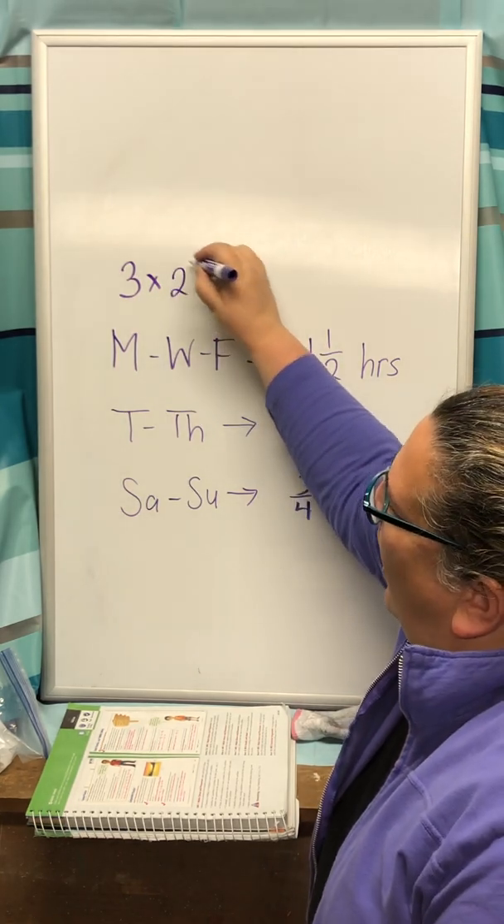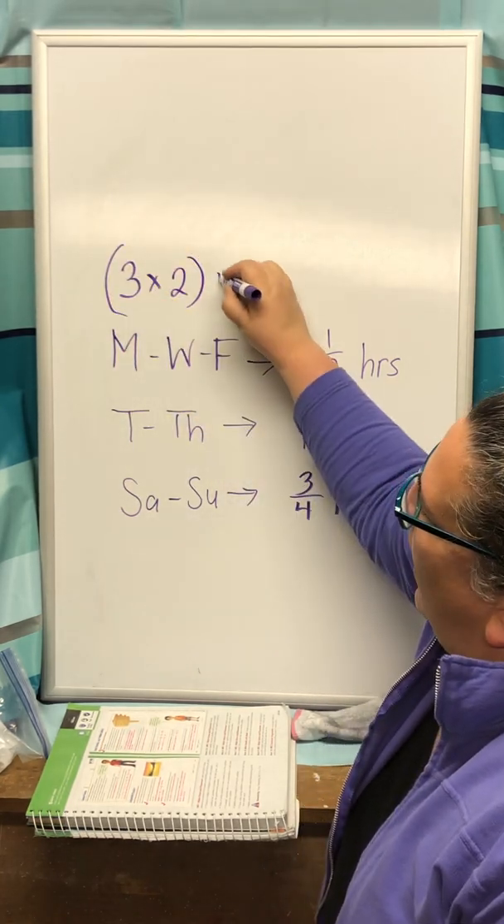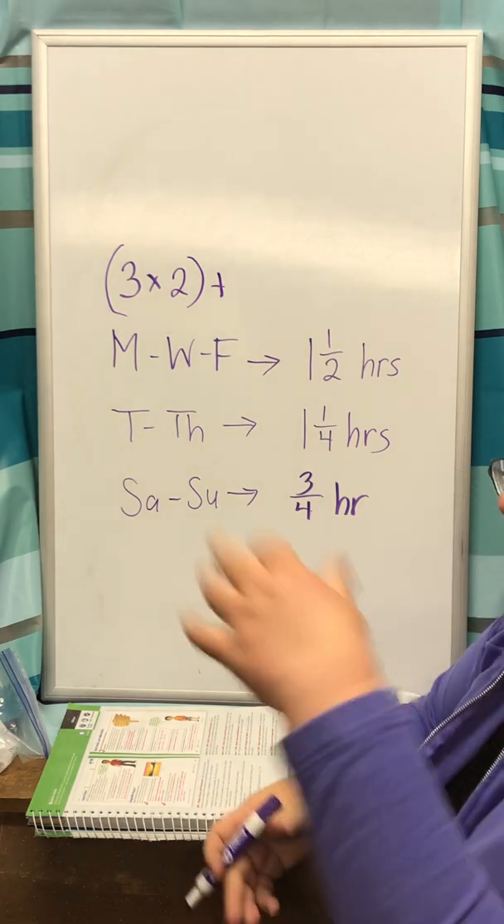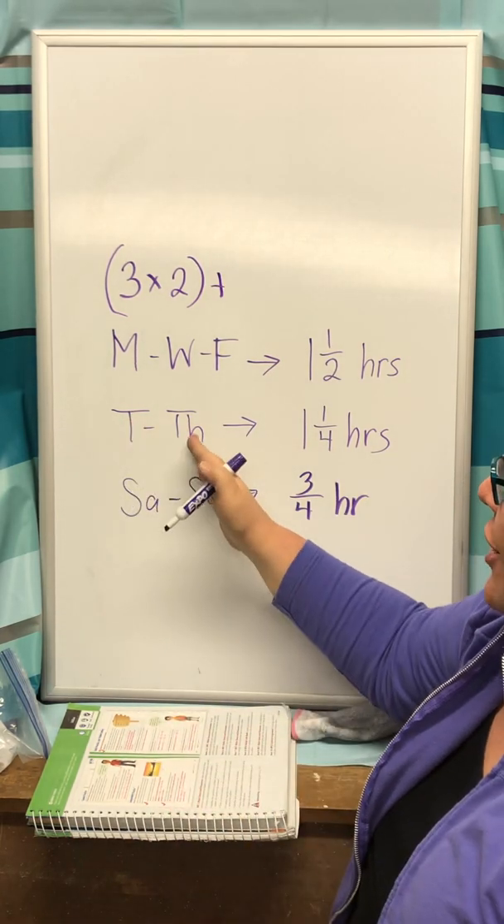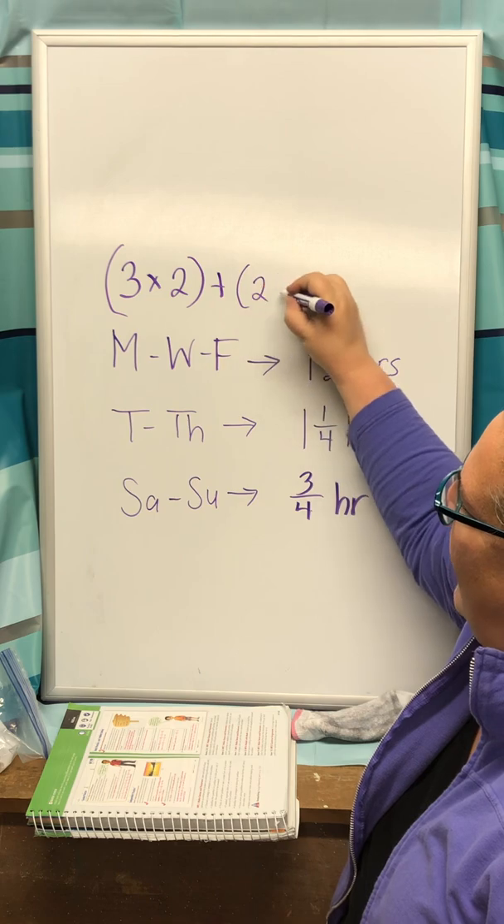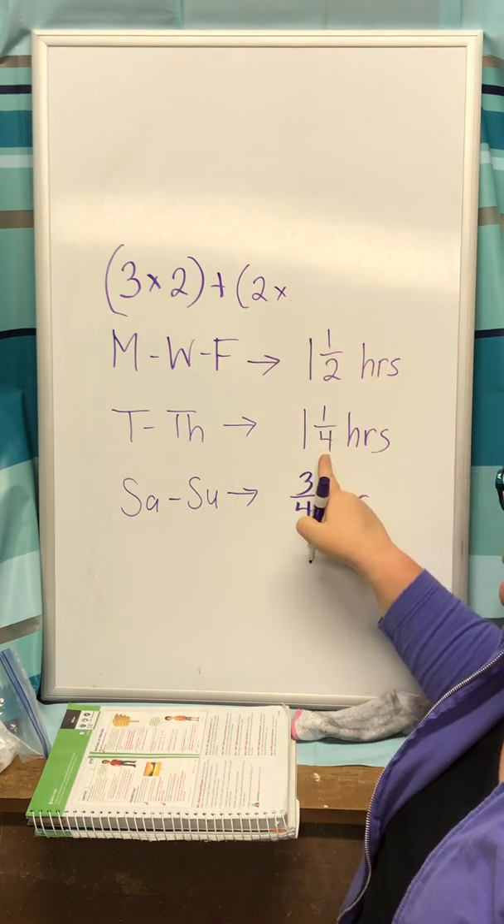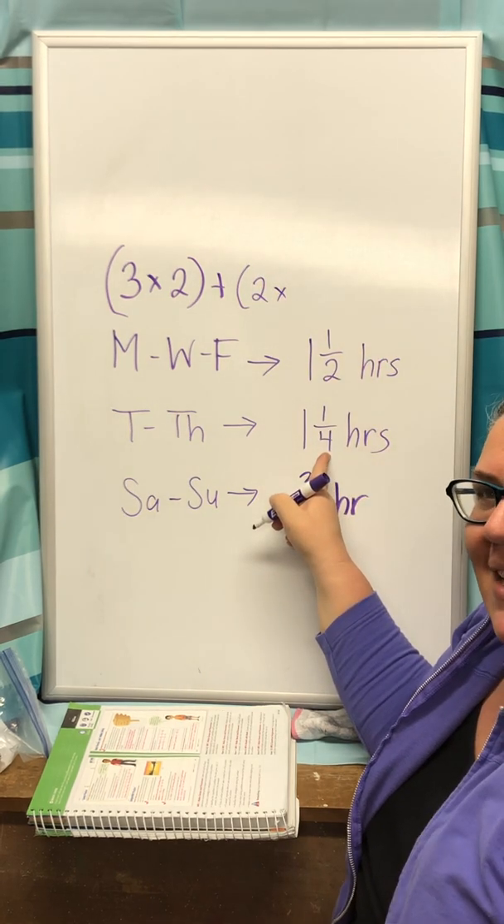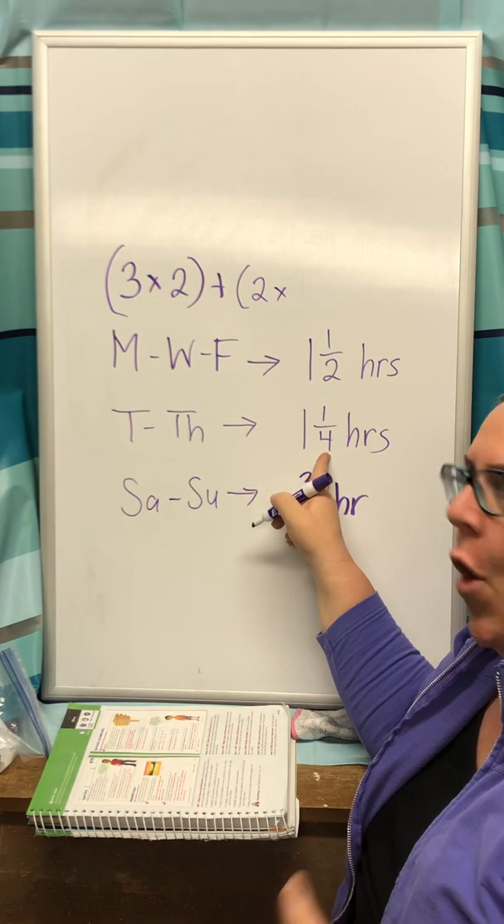So that's going to be my first portion. I'm going to put a plus sign in there because then I'm going to add my Tuesday and Thursday. So Tuesday and Thursday, 2 days. I'm going to do 1.25. Because it's under that halfway point, I'm going to just call it 1.